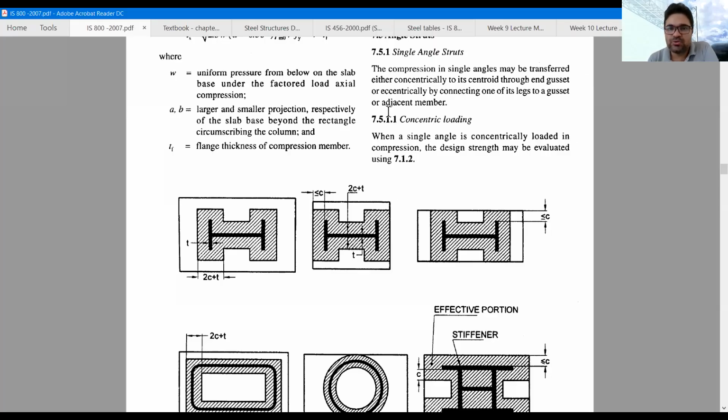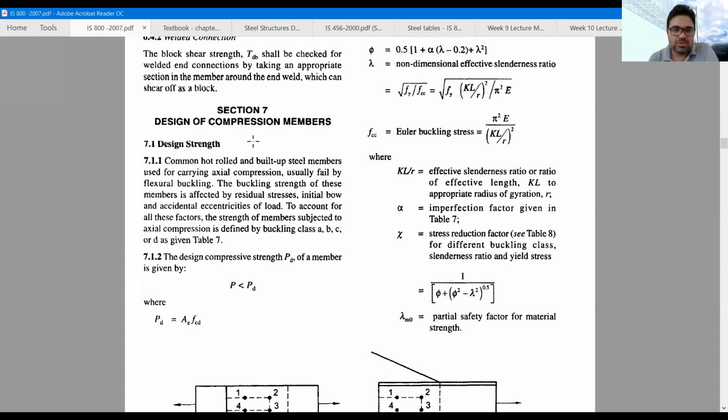Here in the IS code, if you look at this clause, it says that when a single angle is concentrically loaded in compression, the design strength may be evaluated using the 7.1.2 clause. I will show you this 7.1.2 clause, which is the same one we were using in calculating the FCD value for the previous two examples. So there you can see 7.1.2.